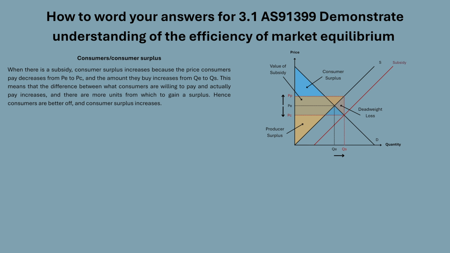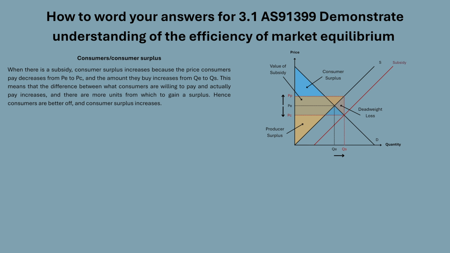That sentence there, when we say that the difference between what consumers are willing to pay and actually pay increases, that's just a definition of a consumer surplus. So we're saying that consumer surplus increases. When we say that there are more units from which to gain a surplus, what we mean here is that they are buying more, so therefore there are more opportunities for them to benefit. That wording is what they like you to say in the exam, and that's how you get an excellence answer in the exam.